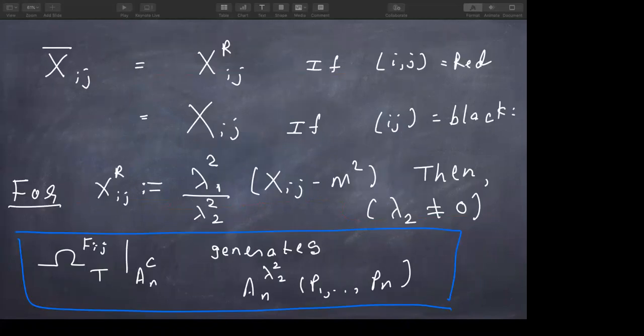restricted to the colored associahedra A and Fij, starts generating some terms in the amplitude. Each domain will not generate the full amplitude, but it starts generating some terms in the amplitude, and in the end it will generate the full amplitude.